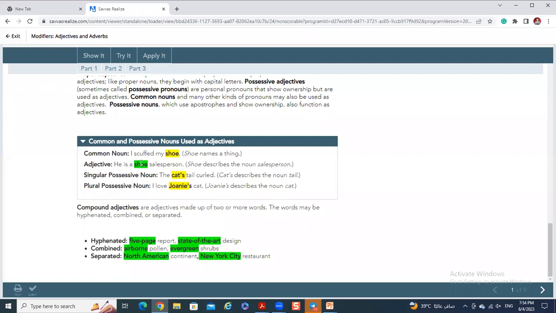Take care of that. The same thing: we consider the singular possessive a noun, but this is also not for you. The adjective or compound adjective can be written hyphenated, like five-page report. This is an adjective. State-of-the-art design. This is an adjective. Or combined, like airborne pollen, or evergreen shrubs. Or separated, like North American continent, or New York City restaurant. These are adjectives.